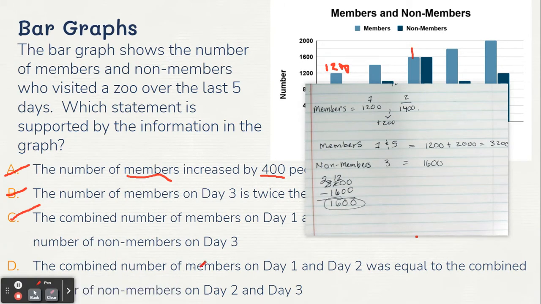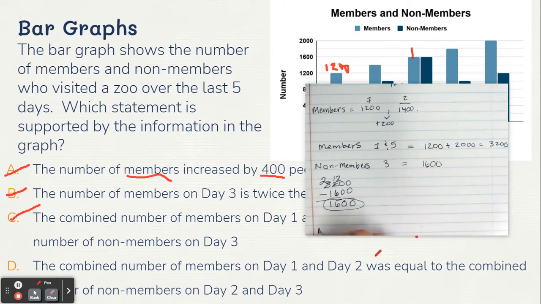The combined number of members on day 1 and day 2 was equal to the combined number of non-members.